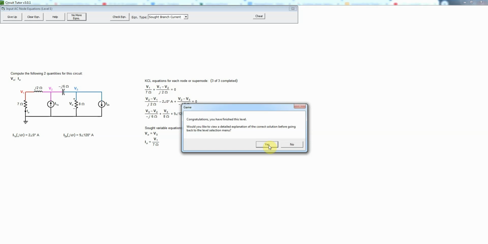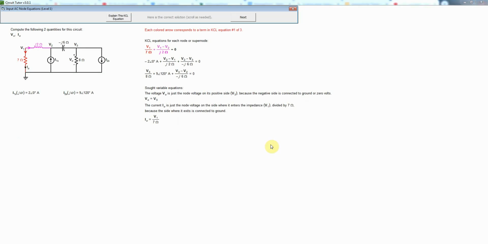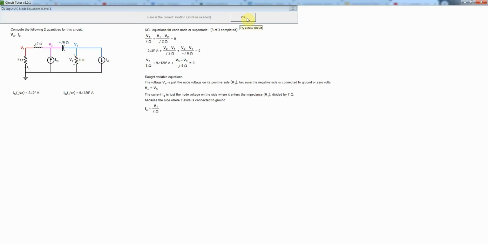And as always, we can show a detailed explanation if you wish to do that. It'll cycle through and actually show you, color coding the currents leaving each node and highlighting the corresponding terms in the equation. So we'll just click through that. And that will summarize the problem. Thank you very much.